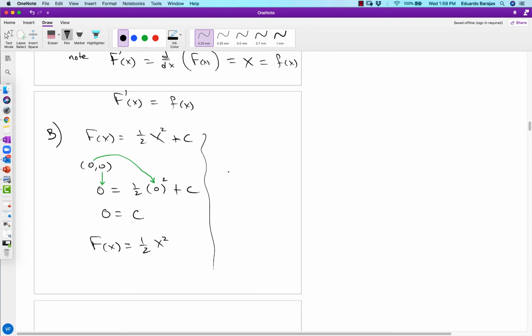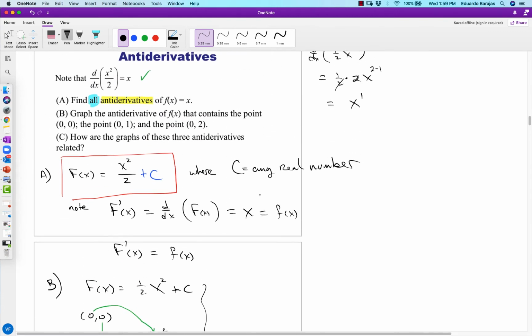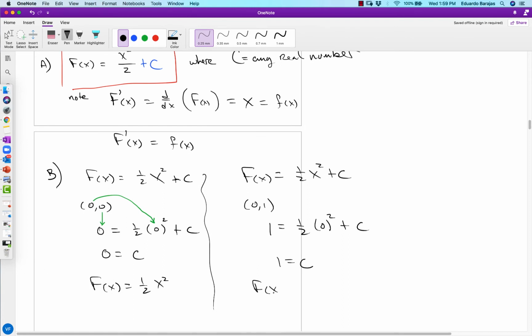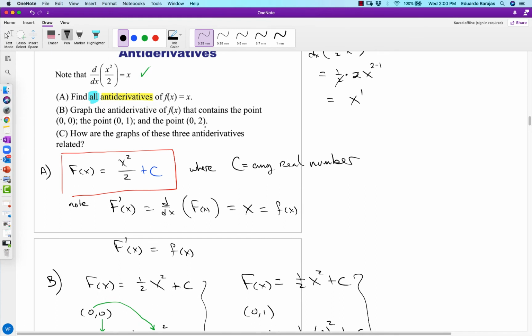Let's try another one. The other one that they gave us was 0, 1. So now, if we have the general formula for the antiderivatives, and now we're looking at 0, 1, that means the output is 1 when the input was 0. Okay, so then this still becomes 0, so we get 1 equals c. So now our function becomes 1/2 x squared plus 1. Good.